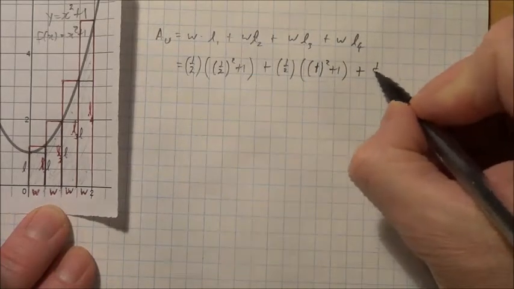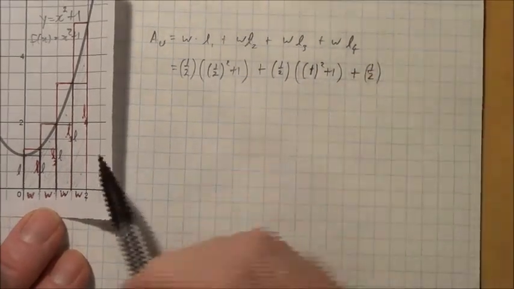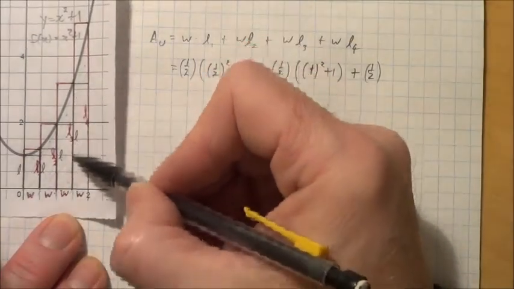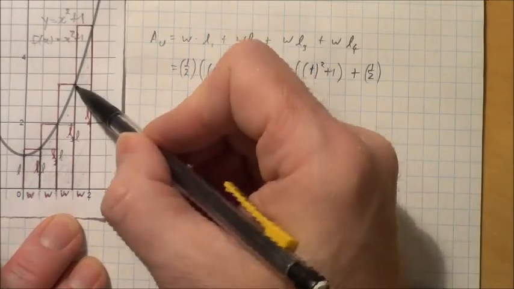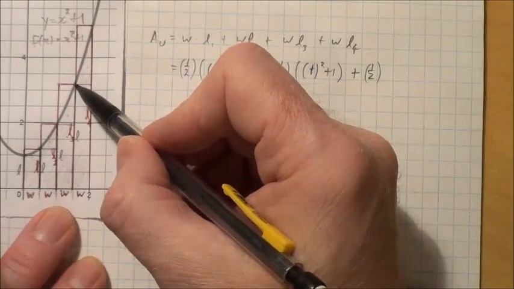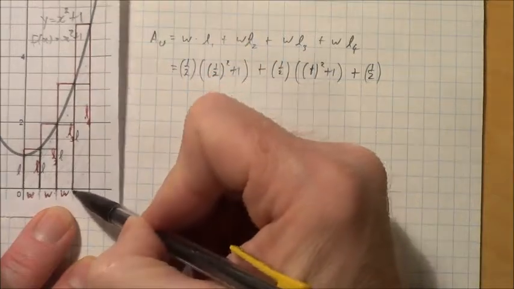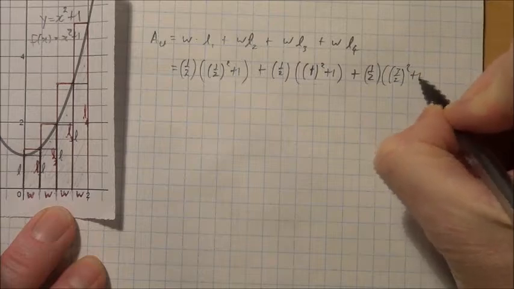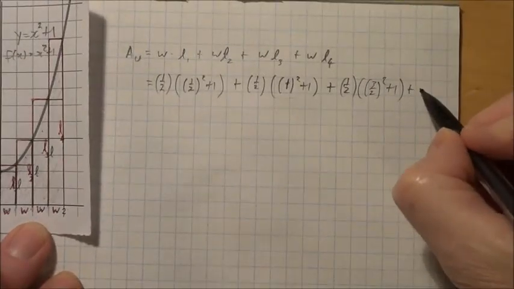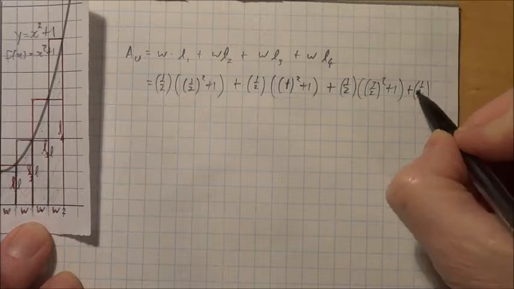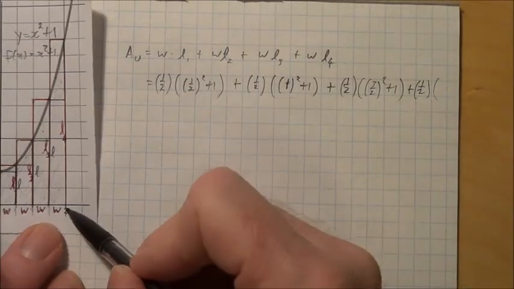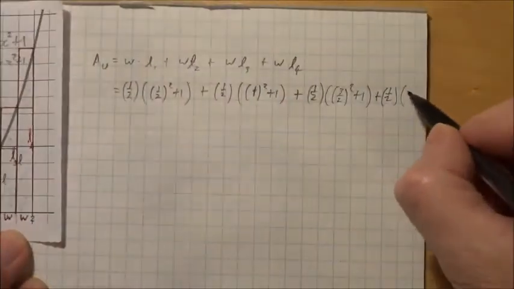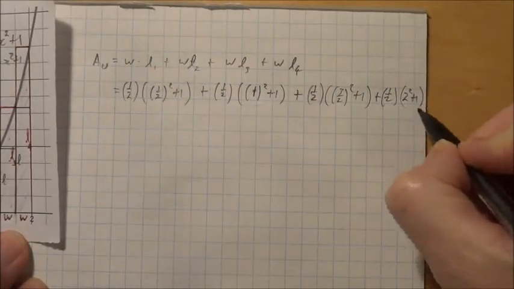Then I've got the same width of a half. And then this is for length 3. So the upper rectangle here is the y value. The length of this is the y value of this function when x equals 3/2. So that's 3/2 squared plus 1. And then for the last rectangle, it's again a half rectangular strip, and this time it's when x is 2 all the way up to the function. So it's going to be 2 squared plus 1.